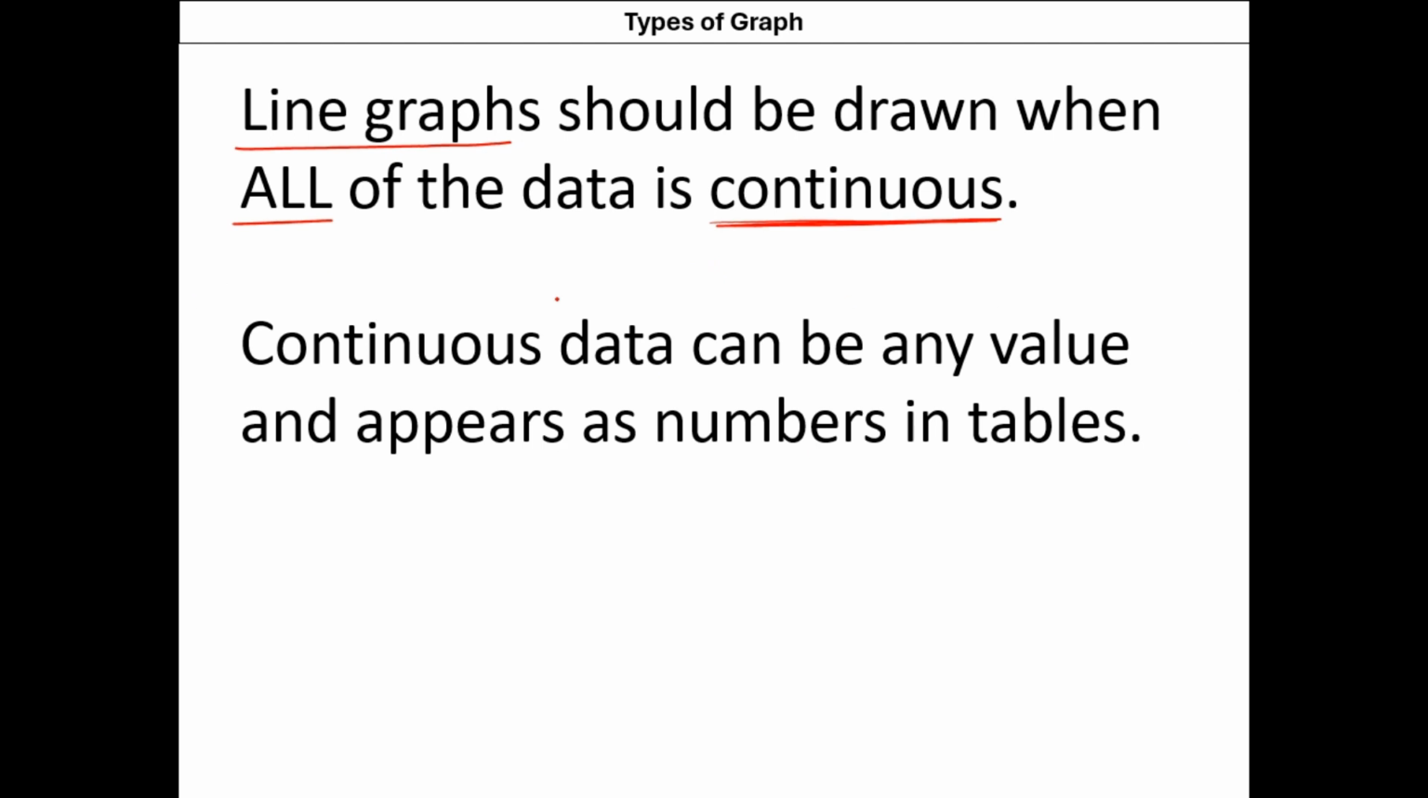The bottom bit is what I'm thinking. It's how I can tell. Continuous data appears as numbers. So for example, if I do that classic experiment where I add weights to a spring, well, the weight would be numbers. 5 newtons, 10 newtons, 15 newtons, 20 newtons, 25 newtons. So that would be my force in newtons. And then the other column would be extension, which would also be numbers. So 2 centimeters, 4 centimeters, 6 centimeters, 8 centimeters, 10 centimeters. They're both numbers. That means they're both continuous. So I would draw a line graph.